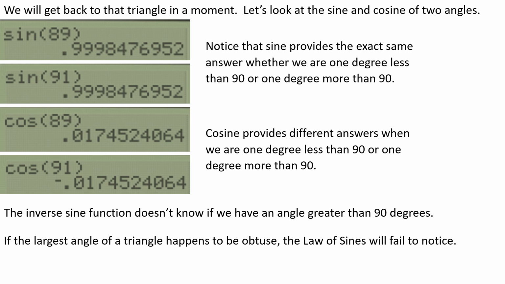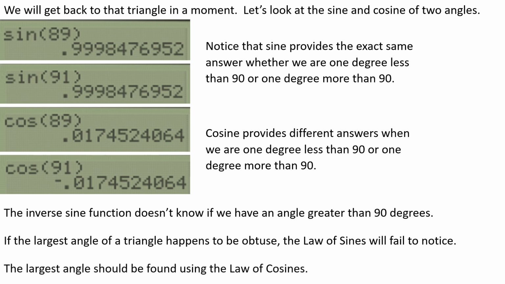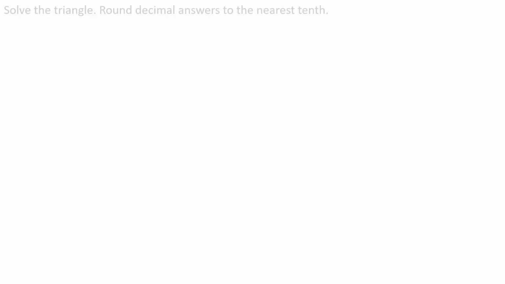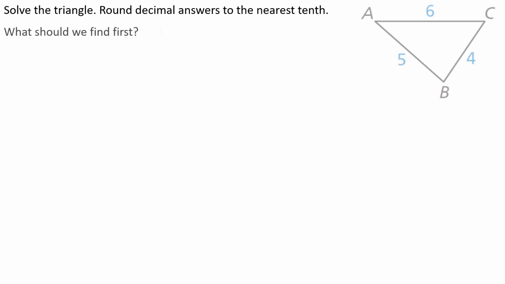So if one of the angles is greater than 90 degrees, also known as an obtuse angle, the law of sines is not going to let us know. So the largest angle, if it could possibly be greater than 90 degrees, use the law of cosines. All right, so let's get back to that example. What should we find first? Obviously, we now know we need to go for the largest angle, which is B.